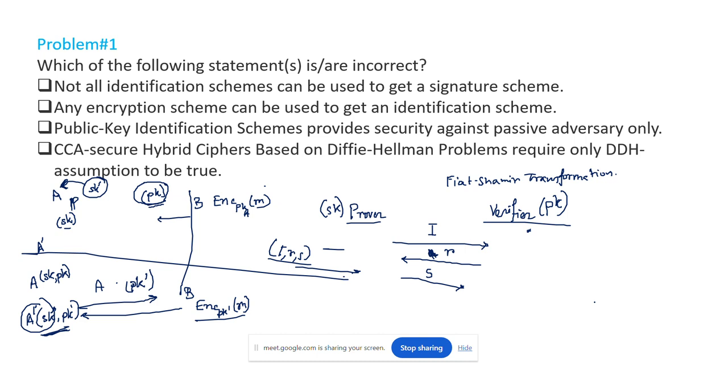True or false, anyone? Actually, hmm, the last part of the statement says that only the DDH assumption needs to be true. Can you explain this one?